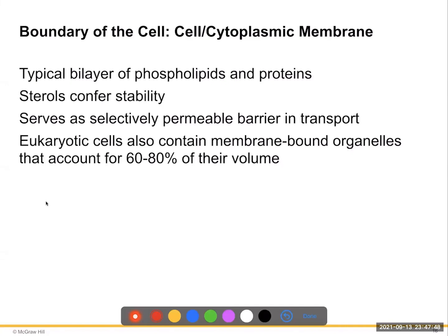Cholesterol, things like that, wedge into the cell membrane and give it its stability. It serves as a selective permeable barrier and transports certain things across that cell membrane. It helps to transmit nutrients in and helps to transmit waste out.